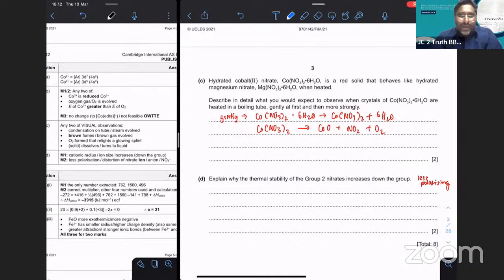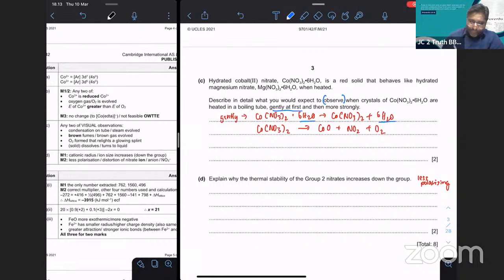So describe in detail what you would expect when crystals of this are heated in a boiling tube, first gently and then more strongly. If you heat gently, first you are going to remove the water from the hydrated compound, so water is going to be released. What is going to be observed? You are going to observe droplets of water, or steam. You are going to have steam evolve because you're using a test tube.